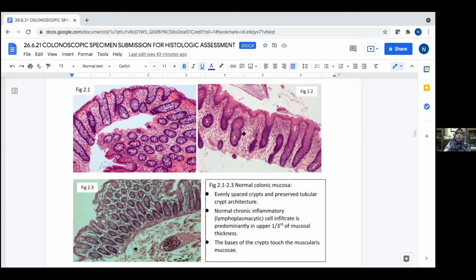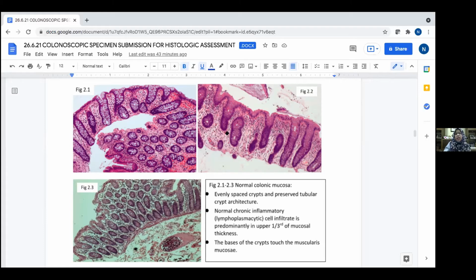Also, in terms of the inflammatory infiltrate, in addition to lymphoplasmacytic cells, there will be eosinophils and macrophages present. Neutrophils are not normal, so you're not supposed to see neutrophils. If you see neutrophils, you have to decide whether that is significant or not. Just one neutrophil in one fragment is probably procedure related. It's not really significant inflammation.